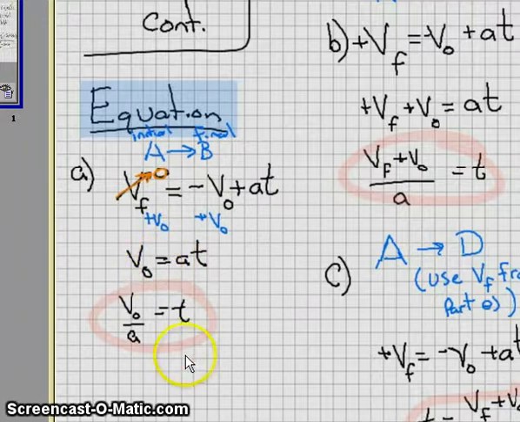Solving for t, we get v sub o over a, where v would be the velocity at point A, and of course we know the acceleration. So that shouldn't be too bad to figure out.